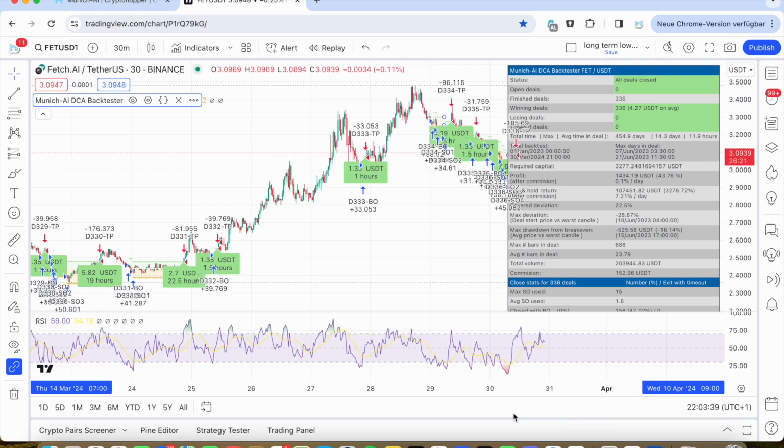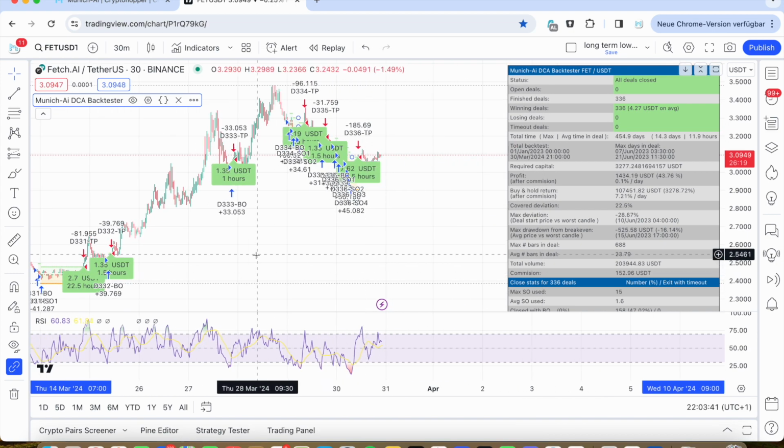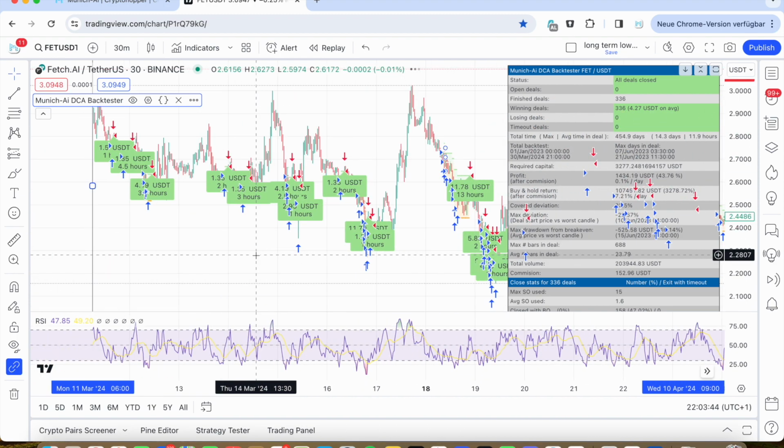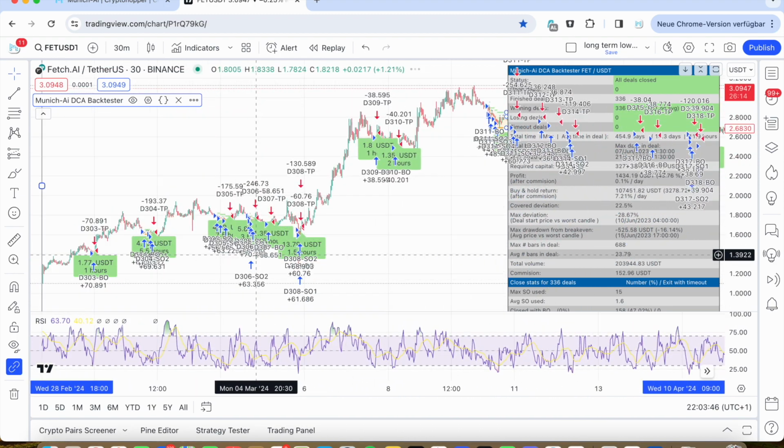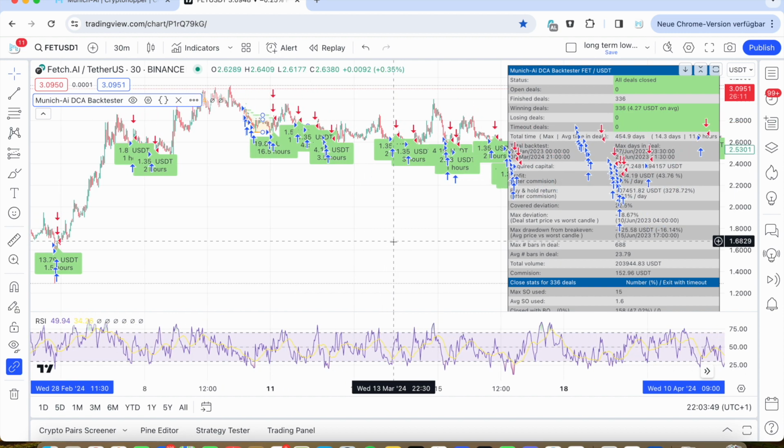But this is a really nice strategy if you start leverage trading, for example, and you want to have your deals closed fast, because when they stay open long, you also pay funding fees for leverage.